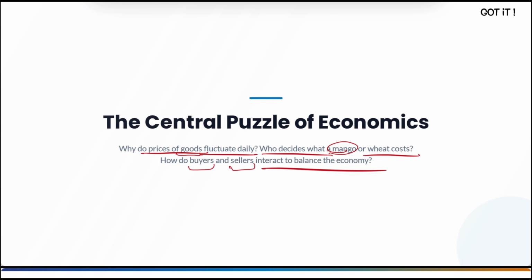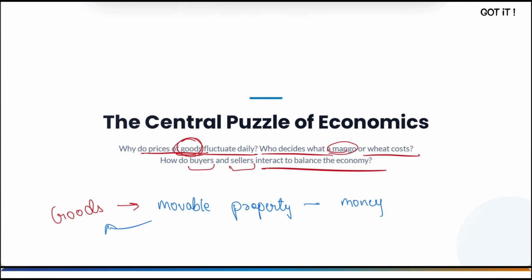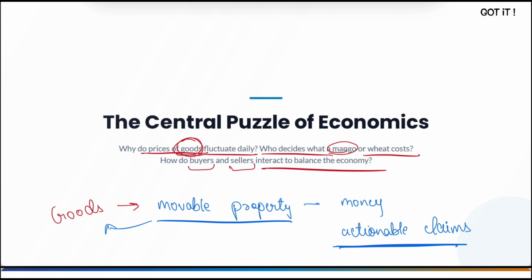So first, whenever you hear the word goods, you have to remember that goods is all the movable property. Every movable property will come under the category of goods except money and actionable claims. Except money and actionable claims, the rest of all the movable properties will come under goods. Even the growing crops and all these things will also come under goods.